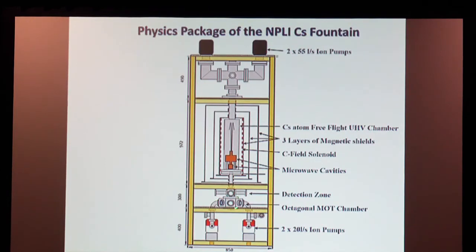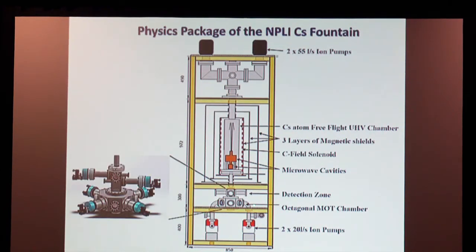So we cool the atoms in this area. This is the MOT chamber, and we shine 4 lasers in the horizontal direction, 1 laser from the top and 1 from the bottom. So that's the cooling in this area. Then we launch it through the state selection cavity, through the Ramsey cavity, up and back down again, and this is where we do the detection. And of course, as I said, there are a lot of other details.